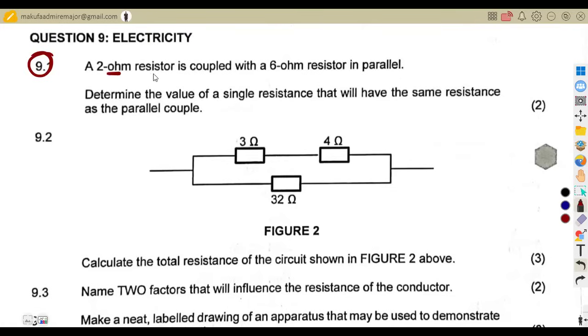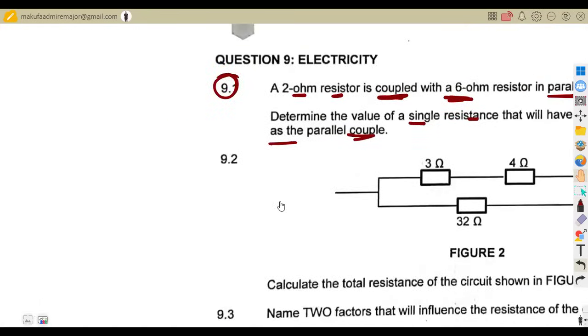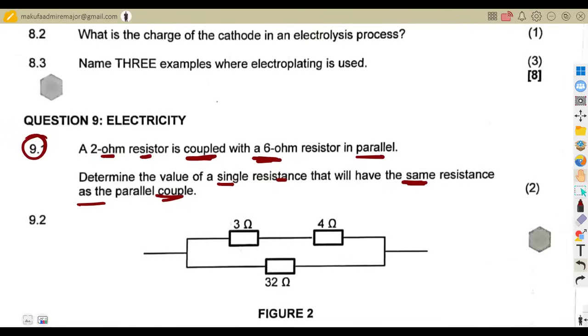A 2 ohm resistor is coupled with a 6 ohm resistor. So we've got a 2 ohm and a 6 ohm in parallel. Determine the value of the single resistance that has the same resistance as the parallel couple. Remember, in parallel, how do you find your total resistance? The product over the sum, if there are 2 resistors. Product over sum, that is the total resistance there. 2 times 6 over 2 plus 6.